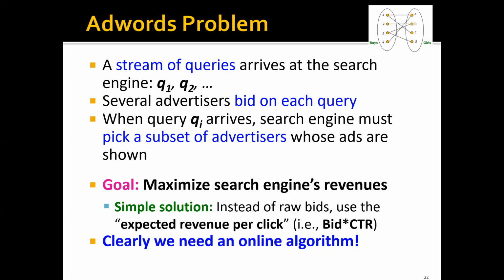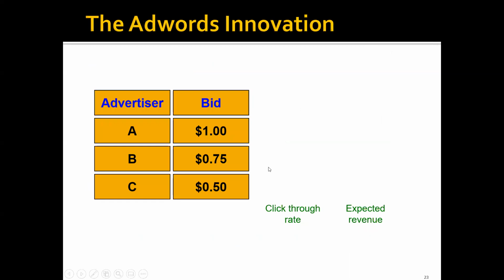And the simple solution, as we will discuss later, is that instead of the raw bids, we will use the expected revenue per click. So basically, this will be the bid, the price, times the CTR, or click-through rate. And clearly, we also need an online algorithm for this.